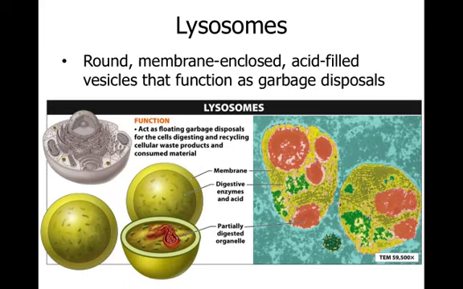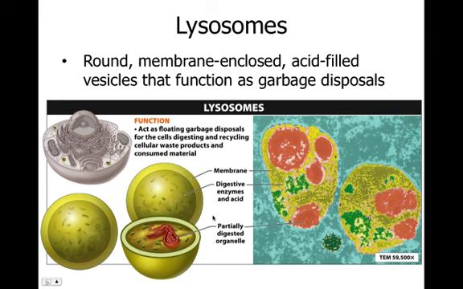So next we are taking a look at lysosomes. Lysosomes are round, membrane-enclosed, acid-filled vesicles that function as garbage disposals. So they are basically floating garbage disposals in the cell. On the left-hand side, we can see our eukaryotic cell here. You can see the little green spheres, which are blown up right here, and then they cut one in half so you can see the inside.